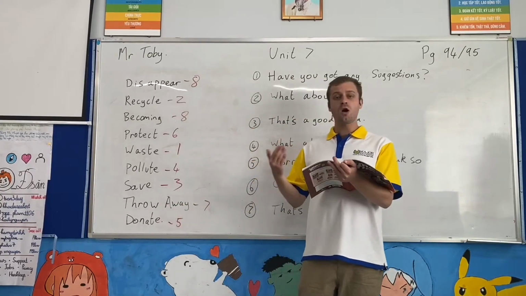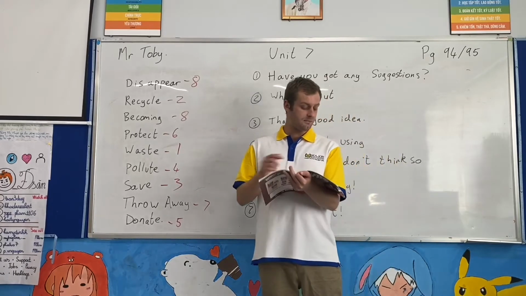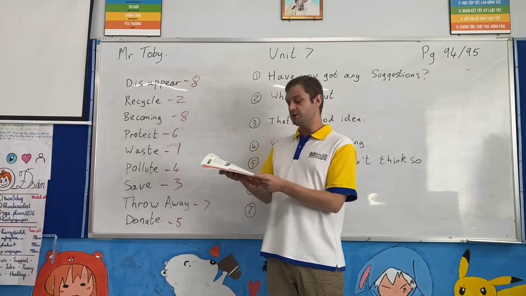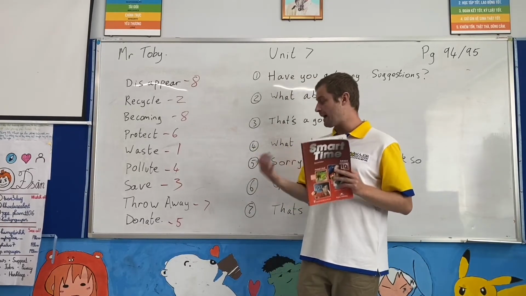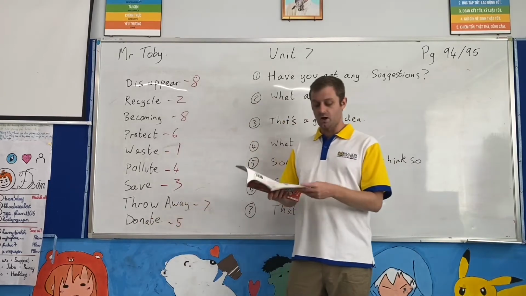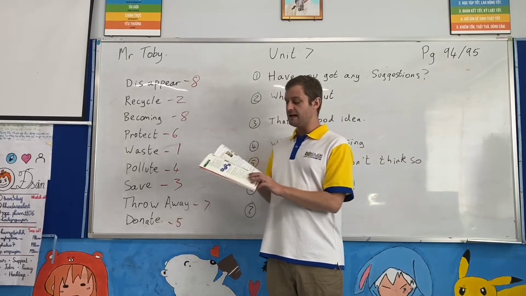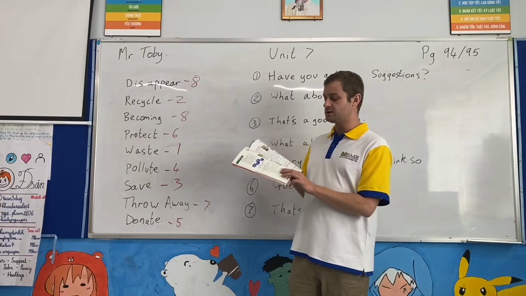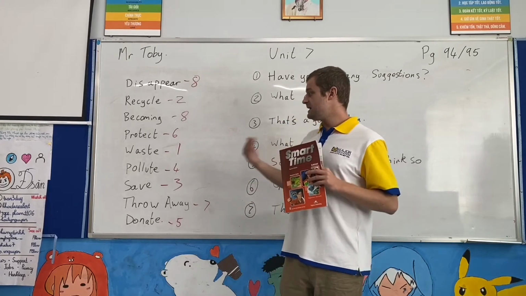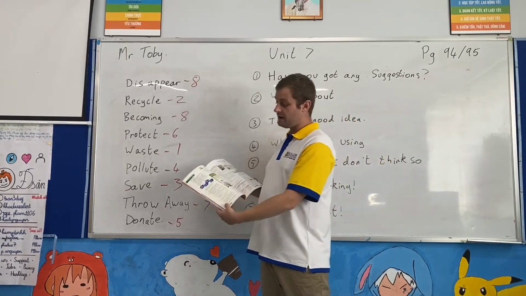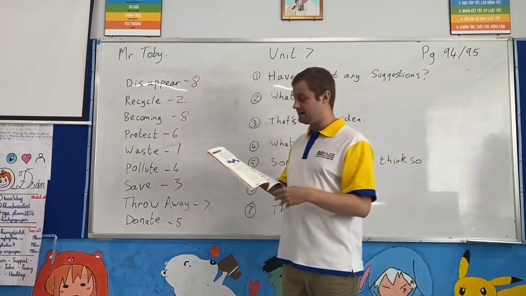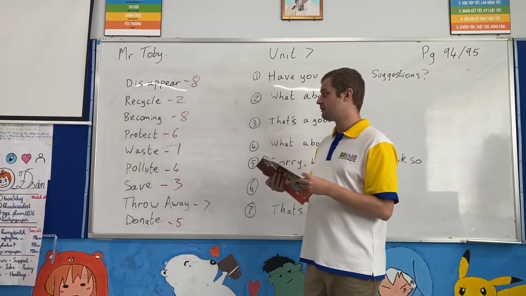Next one, throw away, goes with number 7. Don't throw away food. Use what you didn't eat to make soup or sandwiches. And the last one, donate, goes with number 5. Donate old TVs or fridges to a charity. Don't throw them away. Again, all these ideas are very important to protect the environment and will hopefully give you some ideas about how to protect the environment.